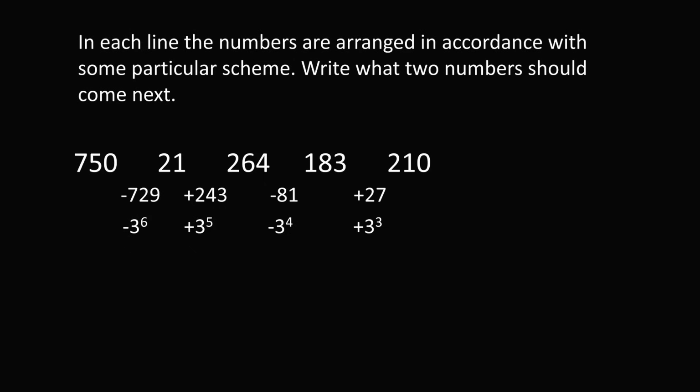We also have an alternating sequence of subtracting and adding. So we have added 3 to the power of 3. So we then will need to subtract 3 squared, which is equal to 9. 210 minus 9 is equal to 201. And now we need to add 3 to the power of 1, which is plus 3. So the last number is 204.